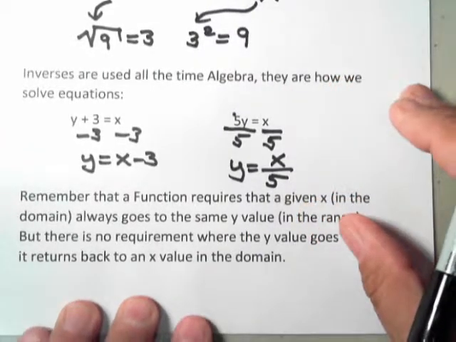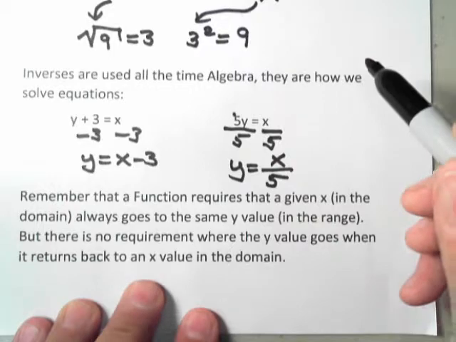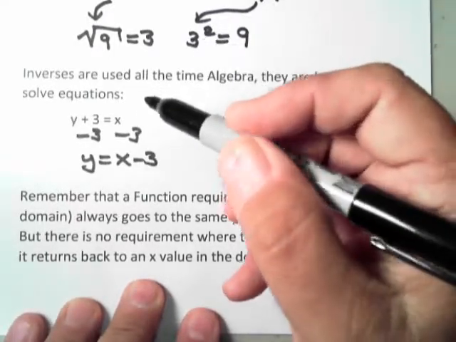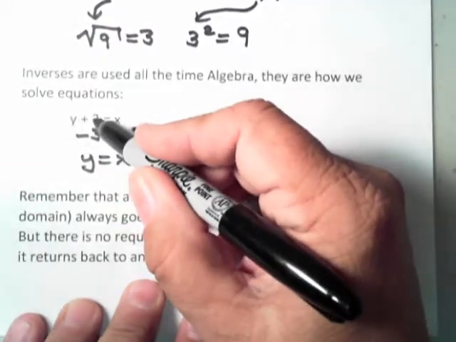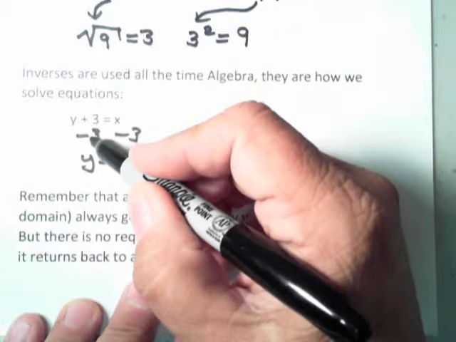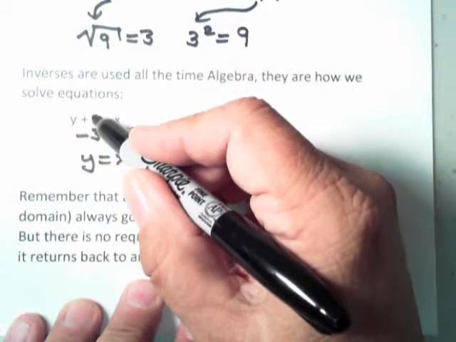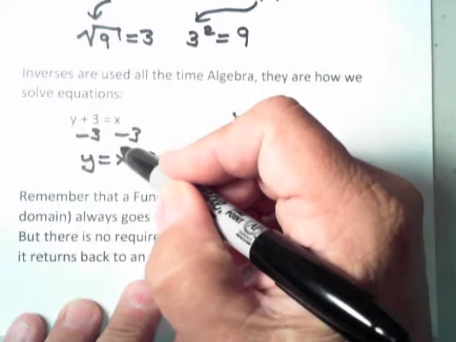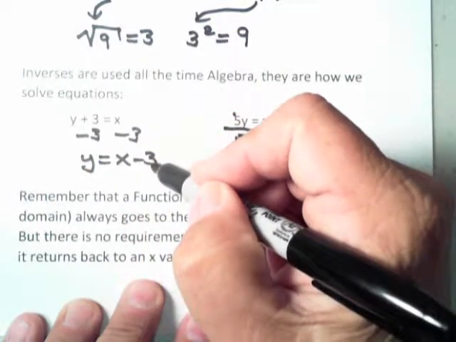Inverse functions are used all the time in algebra. They're how we solve equations. For instance, if you get y plus 3 equals x, remember we want to get rid of this plus 3, well, we hit it with its inverse. The inverse of plus 3 is minus 3, but we have to do it to both sides, so we get y equals x minus 3.